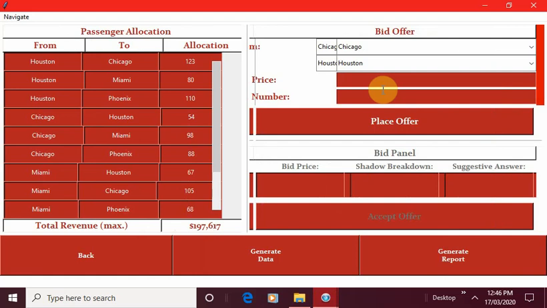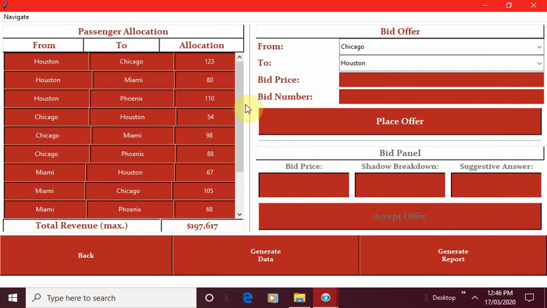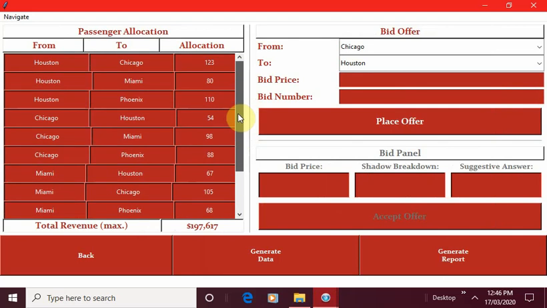So the data was generated. You can see the allocations from Houston to any of the spoke cities won't change, because Houston is a hub. From Chicago to Houston, the allocations have changed. Chicago to Miami and Chicago to Phoenix have not changed. Chicago to Houston is allocated at 54.